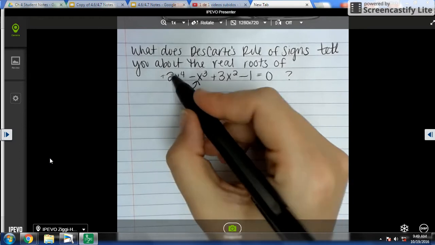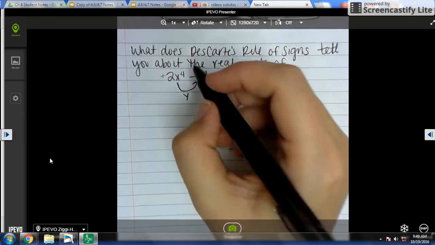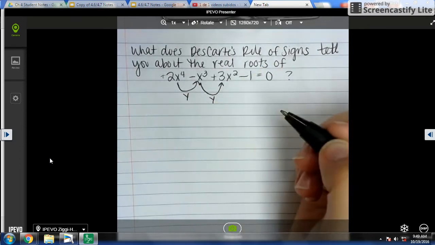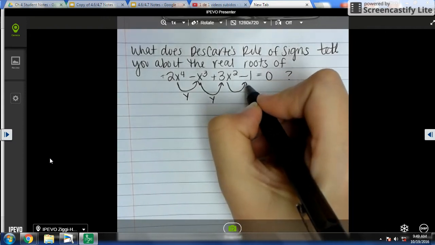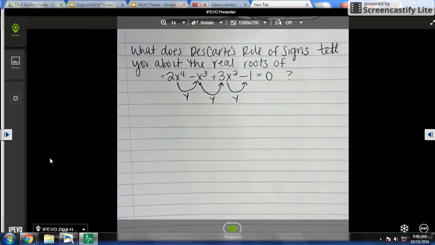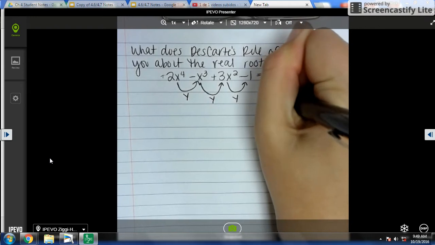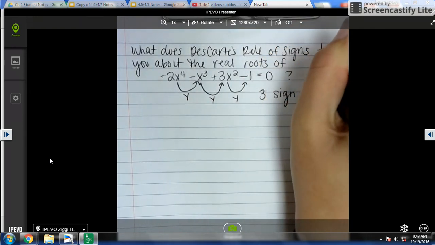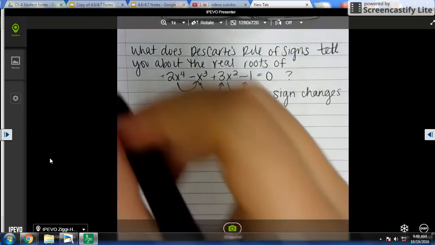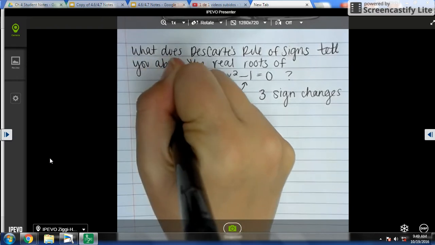So it goes from positive 2x to the 4th here to negative x cubed here. Here it goes from negative to positive. That's also a sign change. And here from positive to negative, that's also a sign change. So this is 3 sign changes, which tells us that there's going to be 3 positive roots.